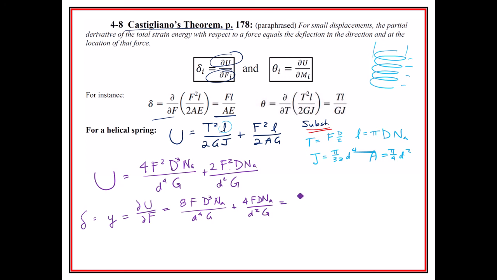And then you do some manipulation right here. You go 8F D cubed N A divided by d fourth G, times 1 plus d squared over 2D squared. But that's interesting right there, because remember that C is equal to, what did I say? Big D over little d. Yeah, big D over little d.